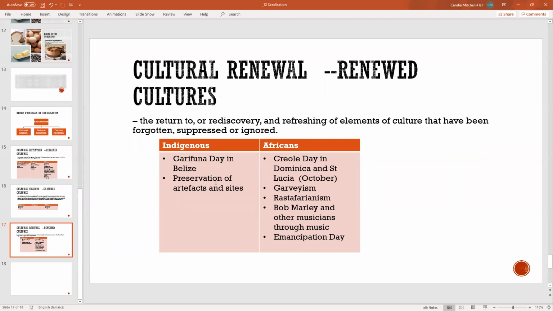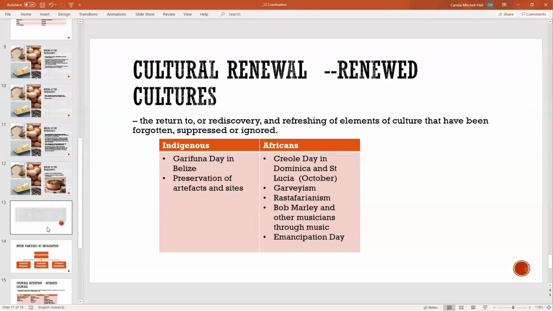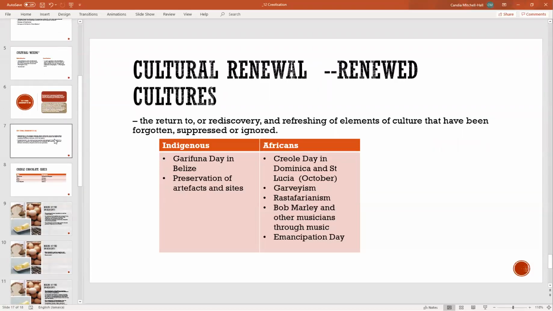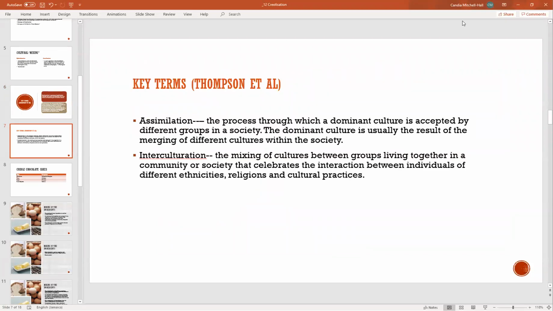Indigenous groups have also tried to return to their original culture by the preservation of their artifacts and historical sites. And in places like Belize, there's a day called Garifuna Day that celebrates the Garifuna heritage. And so these are the different ways in which we have cultural renewal. So always remember that there's cultural retention, cultural erasure, and cultural renewal. And in the process of creolization, you have enculturation, acculturation, assimilation, and interculturation.